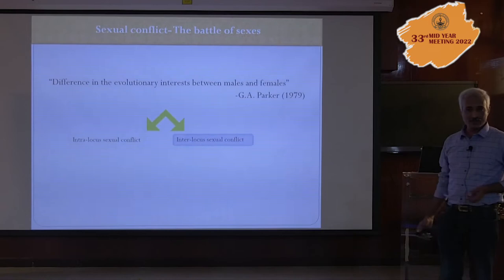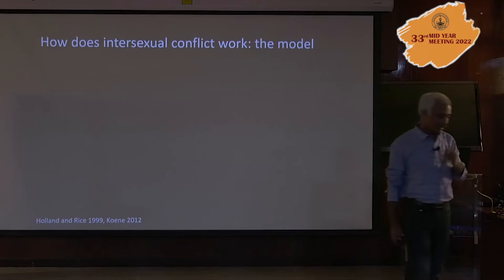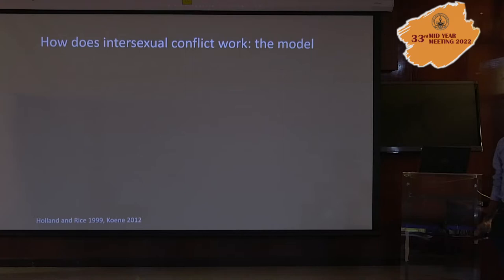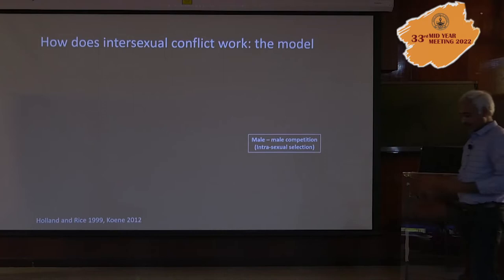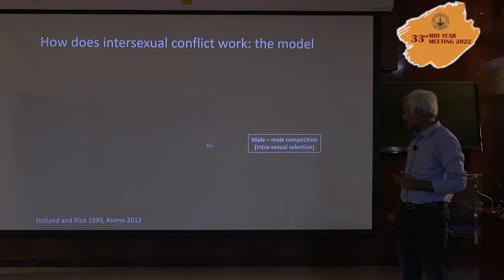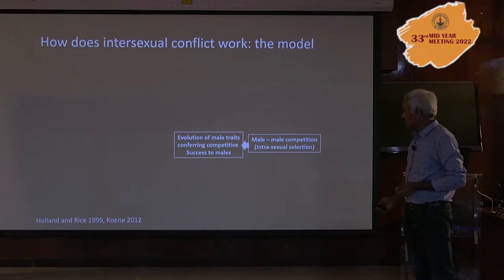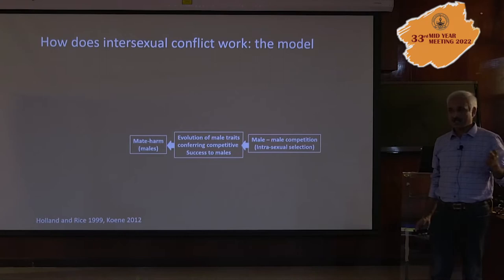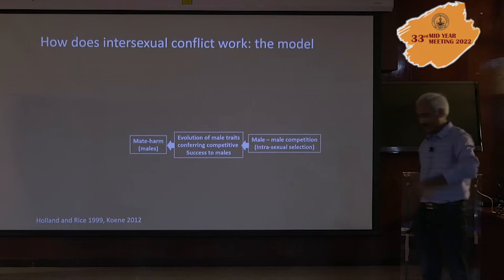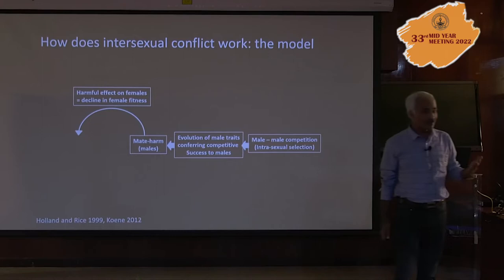How does it work, the interlocus sexual conflict? The model for this was come up by Holland and Rice way back in 1999. It begins with the idea of male-male competition or intrasexual selection. If you have a population where males are competing with each other for access to females, then you can expect that the males will be selected to evolve characters that give them an advantage over other males in terms of getting access to females. So if such characters do evolve, then occasionally it is seen, just by chance, these characters can cause harm to their mates. They harm the females. So therefore, if such characters do evolve, then the male fitness will go up, but the female fitness will come down.